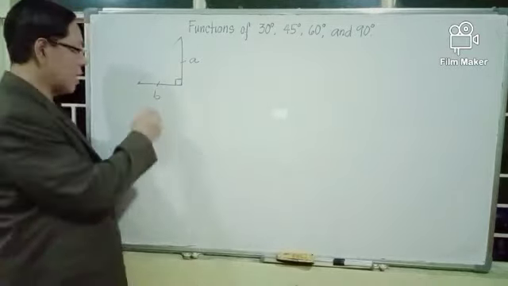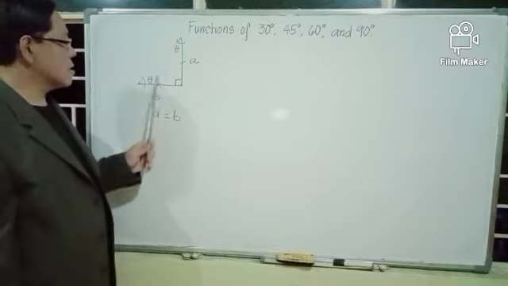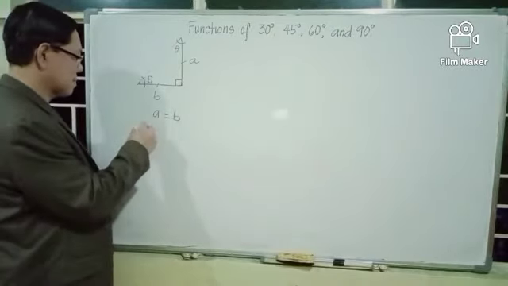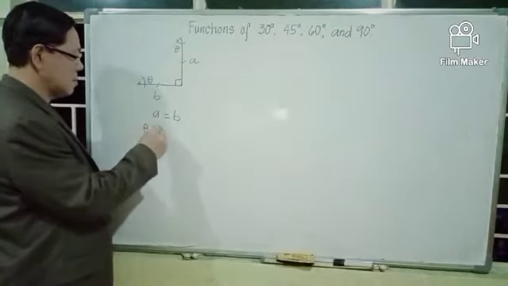So by the triangle sum theorem, if we add these two angles, theta plus theta, plus this right angle whose measure is 90 degrees. By the triangle sum theorem, the sum of the three angles of a triangle is 180 degrees. Theta plus theta plus 90 is 180 degrees.